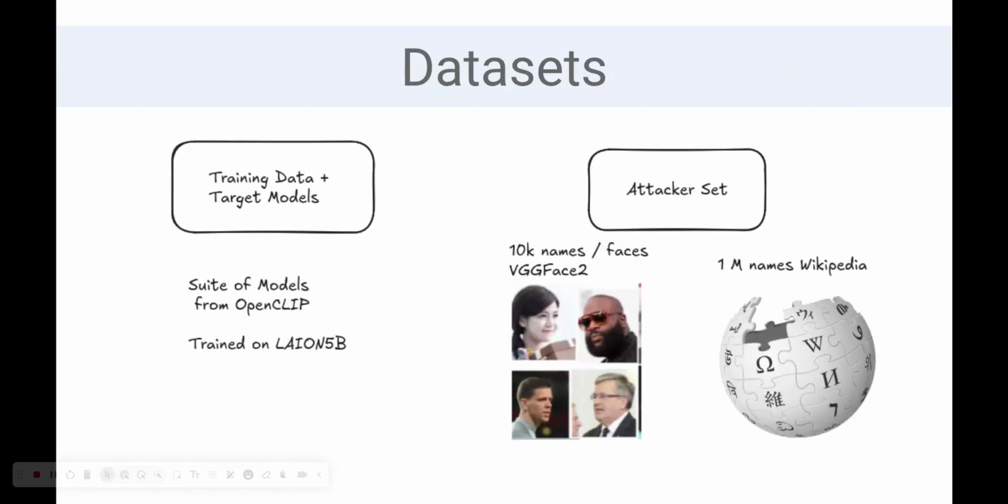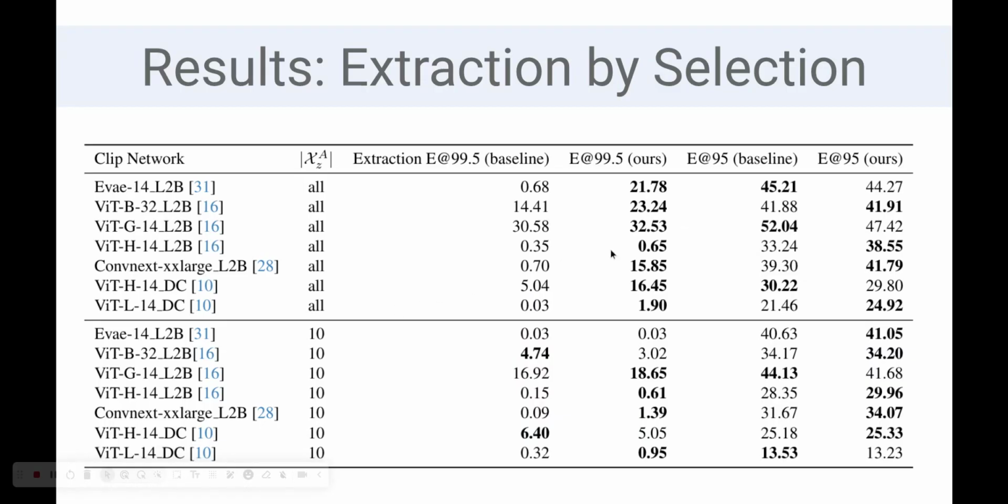Our datasets are 10,000 people from VGGFace2 and 1 million names from Wikipedia as our distractor name set. The models under attack are those from a suite of models from OpenCLIP, which were trained on LAION-5B, and also DataComp. What we're going to look at here is the second column. This is how many people we can extract at a certain precision. This means 99% of the time, our attack spits out the correct name up to a few characters. In the best case, we can extract 30% of the people from this data set, so that's around 3,000 people. If we relax this a bit, we can extract about half the people.